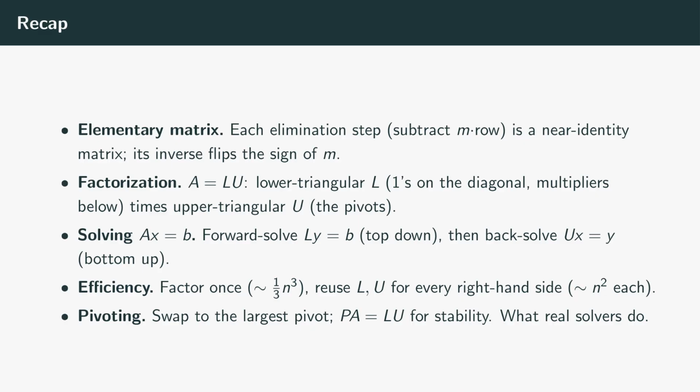Two cheap triangular sweeps. The big efficiency win is that you factor A only once, at cubic cost, and then reuse L and U for every new right-hand side at merely quadratic cost, which is why solvers store the factors instead of the inverse. And when a pivot is 0 or tiny, you swap rows to the largest available pivot and factor P times A as L times U for stability, exactly what real software does. Next episode, we read the pivots off U to decide when a system has one solution, infinitely many, or none.